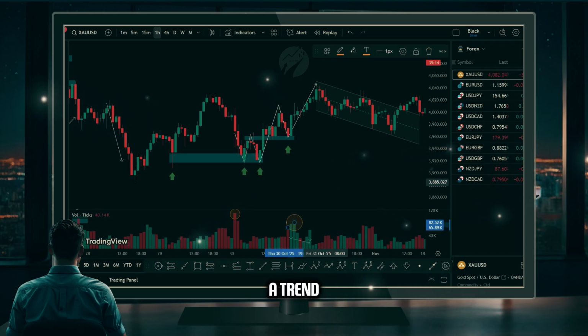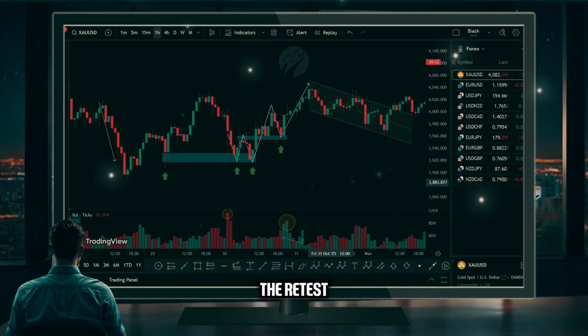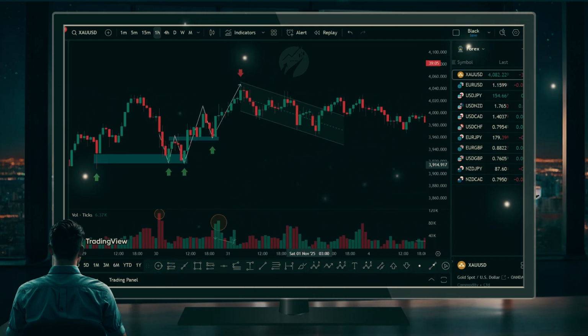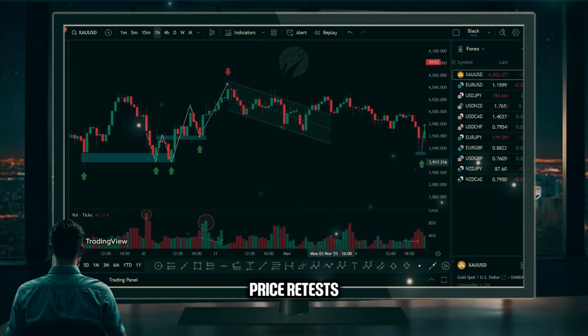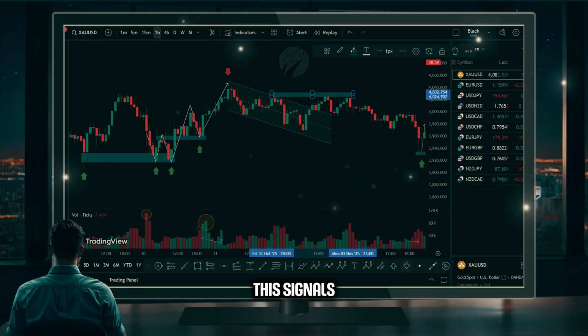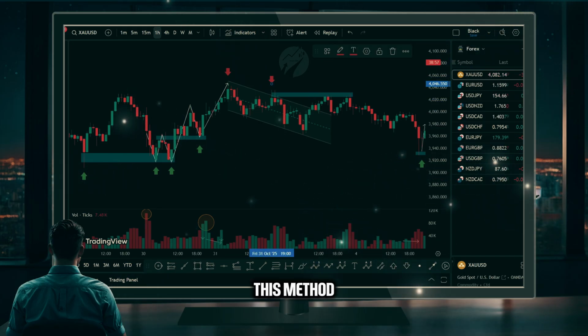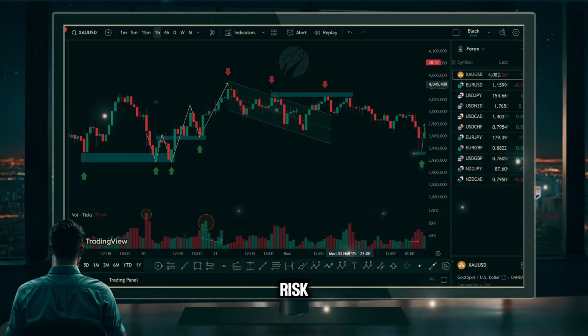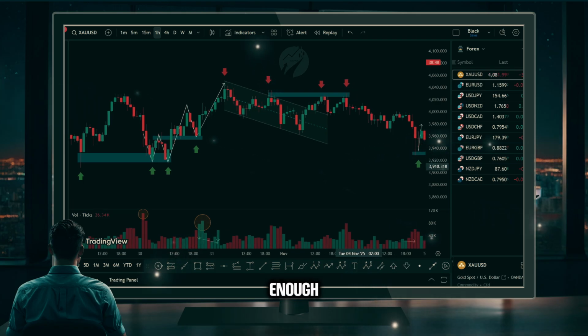So when price breaks a trend line, you must wait for the retest. You must wait for confirmation. You must see that the market truly wants to step into a new realm. If after the breakout price retests the trend line, forms a higher low, and bounces strongly, this signals that the trend has changed. This method gives you entries aligned with the new trend. Moves that run far are easier to hold with beautiful reward to risk. But only if you wait long enough.